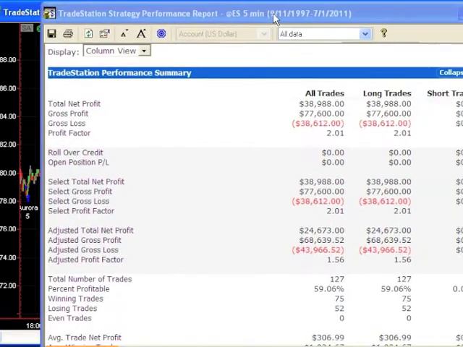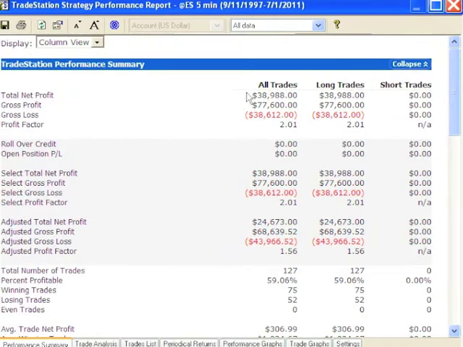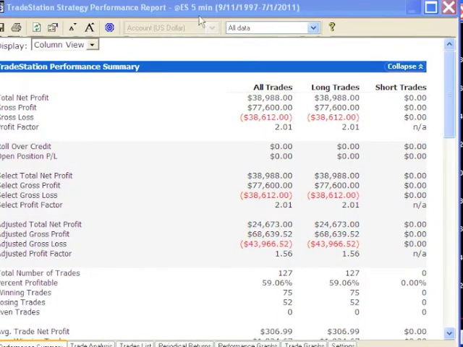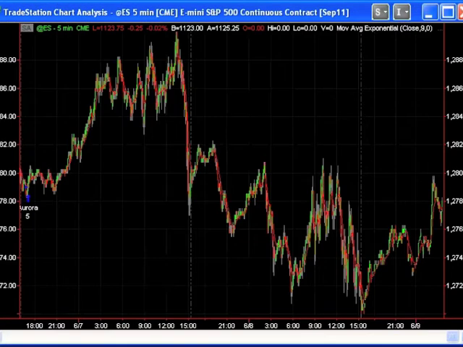Okay, let's bring it over. So we go from $31,000 to just under $39,000. Our profit factor is 2.01, and our average trade net profit goes to around $307 per trade. Okay, let's continue the rest of the inputs.